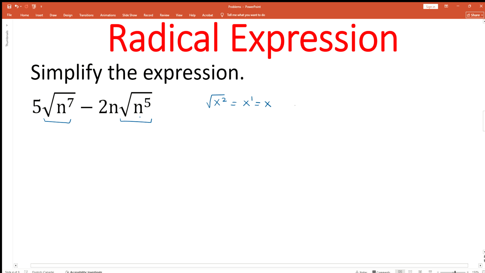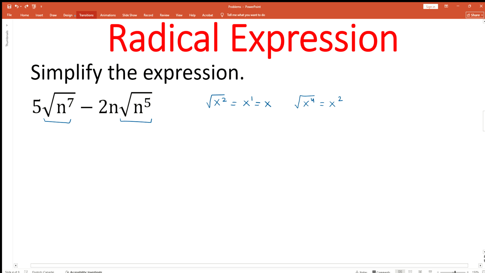Similarly, square root of x to the power 4 is equal to x squared. We divide the exponent 4 by 2. If the exponent on the variable is an even number, then the result of the square root is the variable with a whole number exponent.